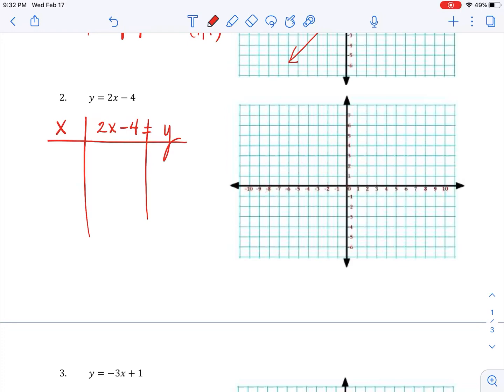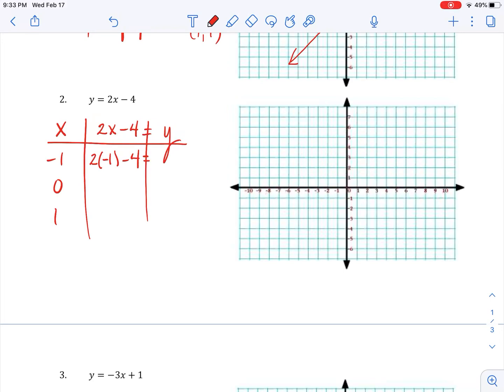Pick your 3 values. Again, pick small numbers so you make sure it all fits on the graph. So I just typically pick -1, 0, and 1. And then in the middle column, I like to show what's happening there. We're having 2 times -1 minus 4. If you're good with math, arithmetic, then please do this in your head. If you're not, please use a calculator. There's no sense getting it wrong if you're bad with your multiplication and your positives and your negatives. So this would give you 2 times -1 is -2, -2 minus 4 is -6.